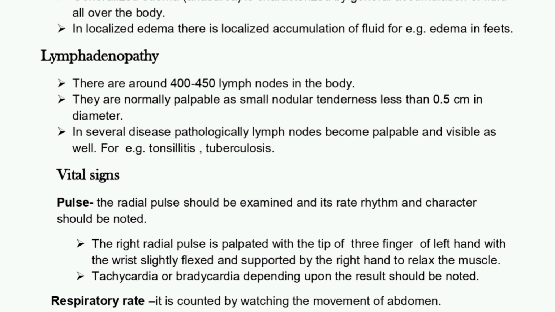Then comes the vital signs. Vital signs include four things: the pulse rate, the respiratory rate, the blood pressure, and the temperature of the body. The radial pulse is palpated, and its rate, rhythm, and character should be noted. The radial pulse is palpated with the tips of three fingers of the left hand, with the wrist slightly flexed and supported by the right hand to relax the muscles. So keep in mind that the pulse is always taken with the help of three fingers of the left hand.